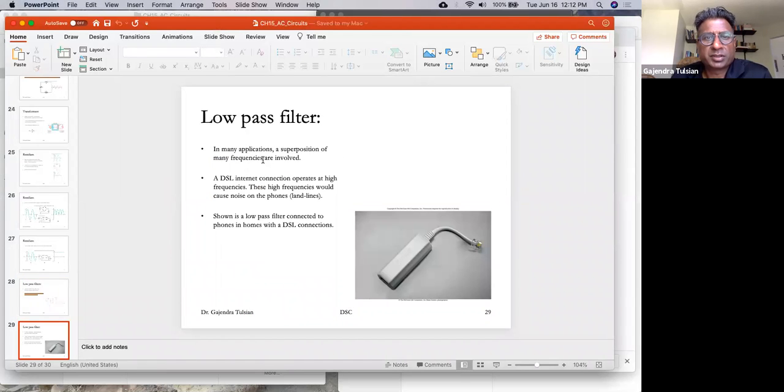So in many applications, a superposition of many frequencies is involved. The DSL internet connection operates at high frequencies. These high frequencies would cause noise on the landline phones. A DSL connection uses your landline phone lines. Okay. So shown is a low pass filter connected to phones in a home with a DSL connection.